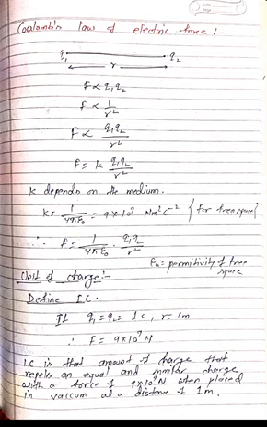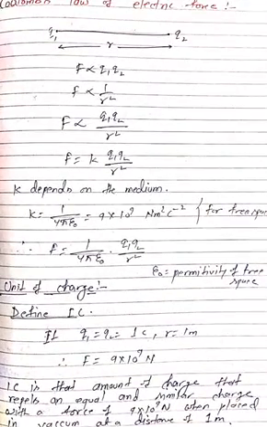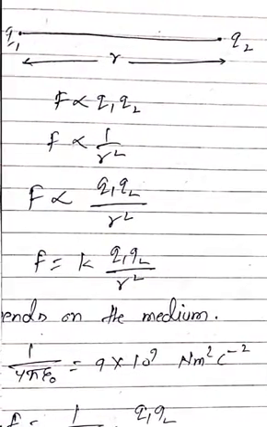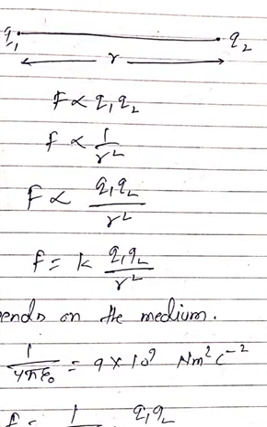Now the first law, that is known as what? Coulomb's law of electric force. The force may be attractive in nature, the force may be repulsive in nature. It depends on the charges. Okay, so I think we have done Newton's law of gravitation in class 11. It is somewhat related to that.